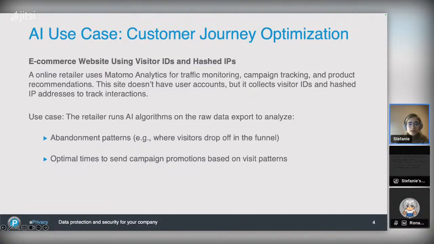And then the use case is that this retailer runs AI algorithms on the raw data export to analyze, for example, abandonment patterns or optimal times to send campaign promotions based on these visiting patterns of the website visitors.